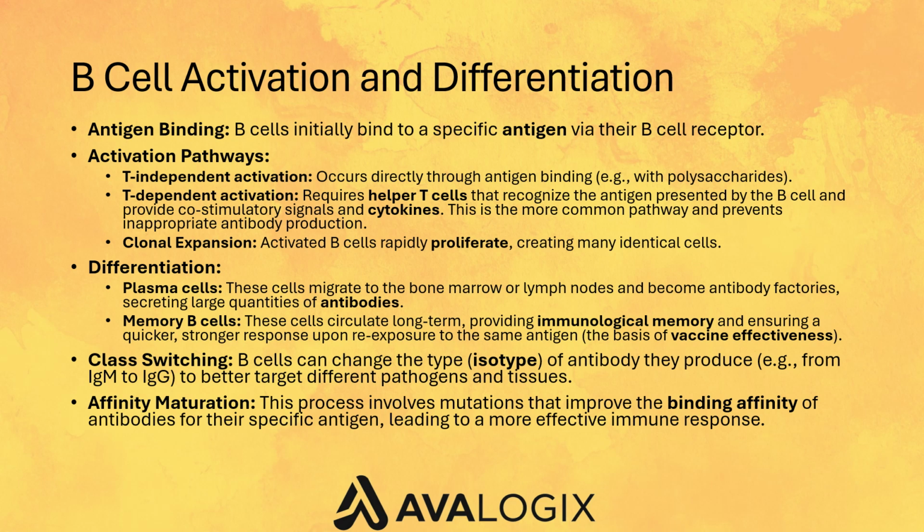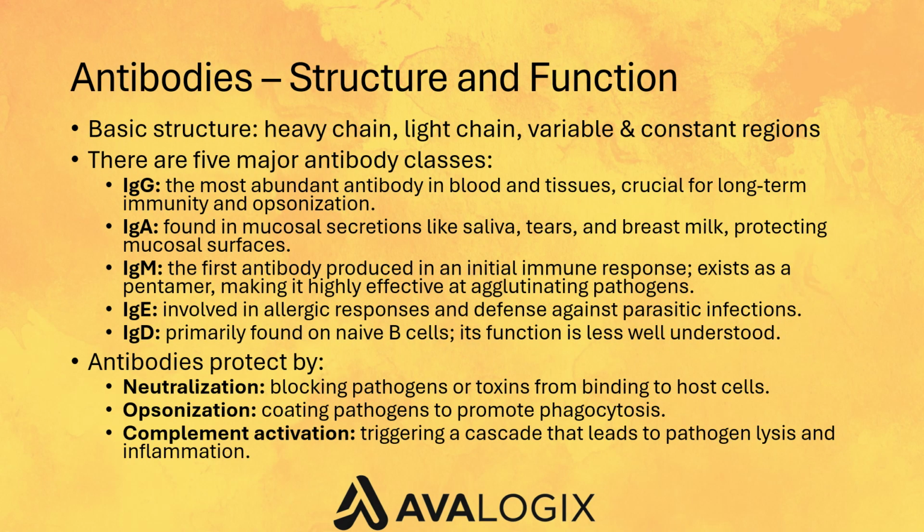Antibodies, or immunoglobulins, are Y-shaped proteins composed of 4 polypeptide chains, 2 identical heavy chains, and 2 identical light chains. The tips of the Y-shaped molecule contain the variable regions, which form the antigen binding sites. These regions are unique for each antibody and determine specificity toward a particular antigen. The stem of the Y is the constant region, which defines the antibody's class and mediates effector functions.